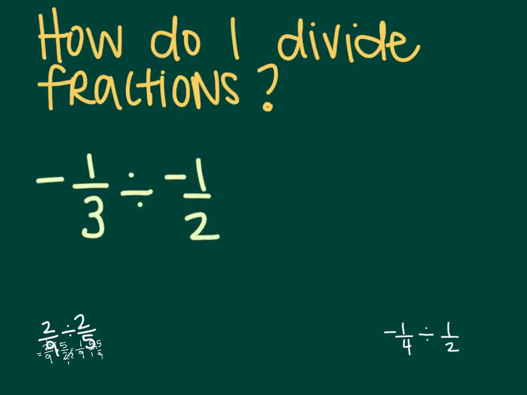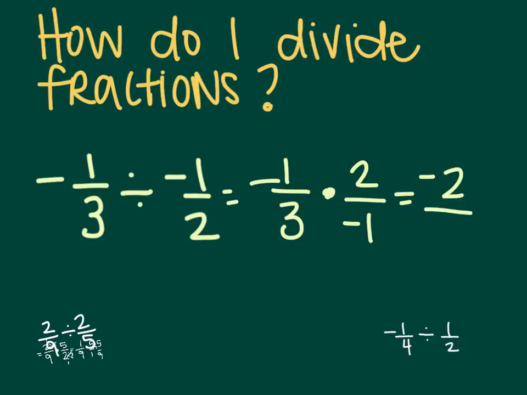-1/3 divided by -1/2. You're going to keep the first fraction, -1/3, change that to a multiplication sign, and then flip to the reciprocal. It'll be 2/-1. Look to see if you can cross simplify anywhere. In this case, you can't. -1 times 2 is -2. 3 times -1 is -3. Now what you should know though is a negative times a negative is a positive. So I'm going to change my final answer here to 2/3.